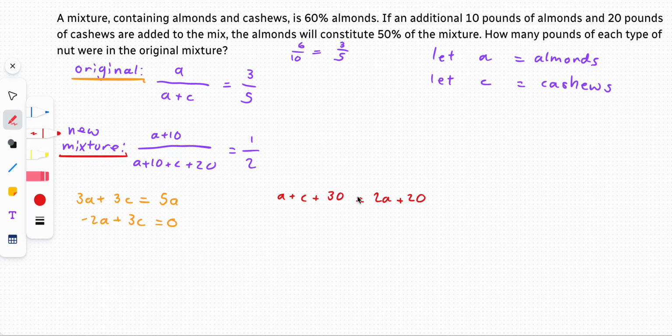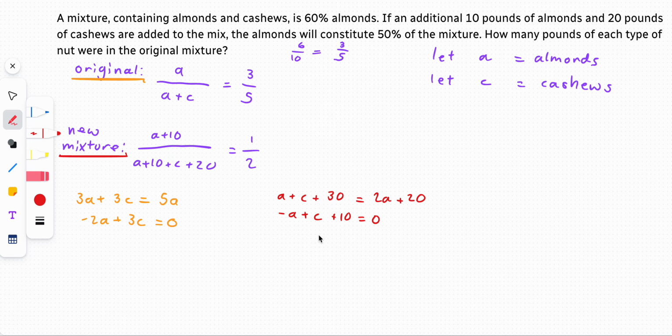If we subtract 2a from both sides, we're going to get a negative a plus c, subtract 20 from both sides, and we're going to get a positive 10. This all equals 0. Now from here, I want to use the simplest method to solve what is a and what is c. So I know I'm going to use substitution here.